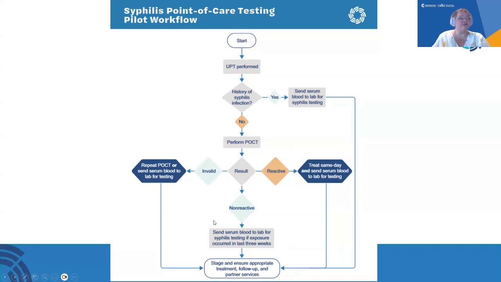If it's non-reactive, yay, you're just going to ask, is there any reason you may have had an exposure in the last 3 weeks? Do you have a new sex partner? Did your sex partner say they had syphilis? Anything like that. If no, then no further testing is required. If yes, then you're going to send the blood off if they did have an exposure, stage and treat. Reactive, definitely treat same day with the bicillin or doxycycline, whatever you have in your clinic, and send blood for testing.